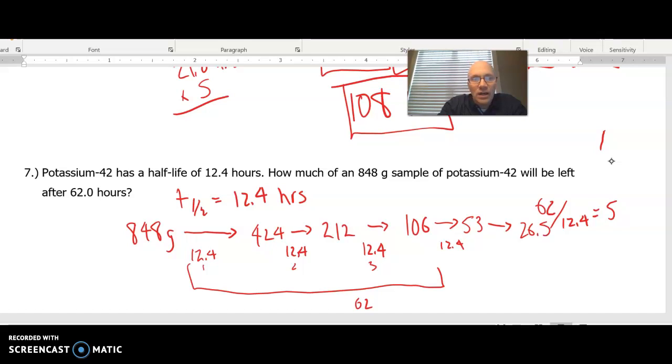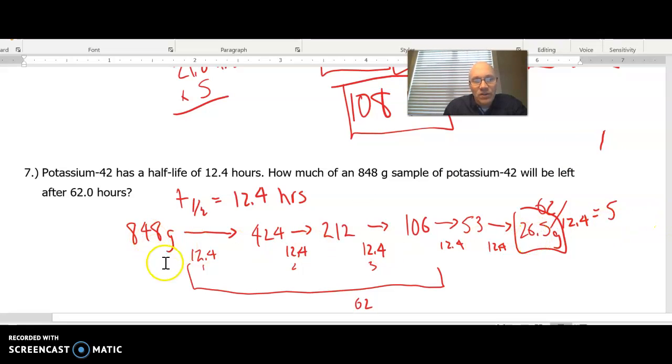So that's another 12.4. The key thing is that this amount right here, the 26.5 grams, is how much would be left after you allow it to get cut in half a total of 5 times. Because if that's the total amount of time and that's the half-life, there are 5 of these amounts of time in that total amount of time. So the answer would be 26.5.